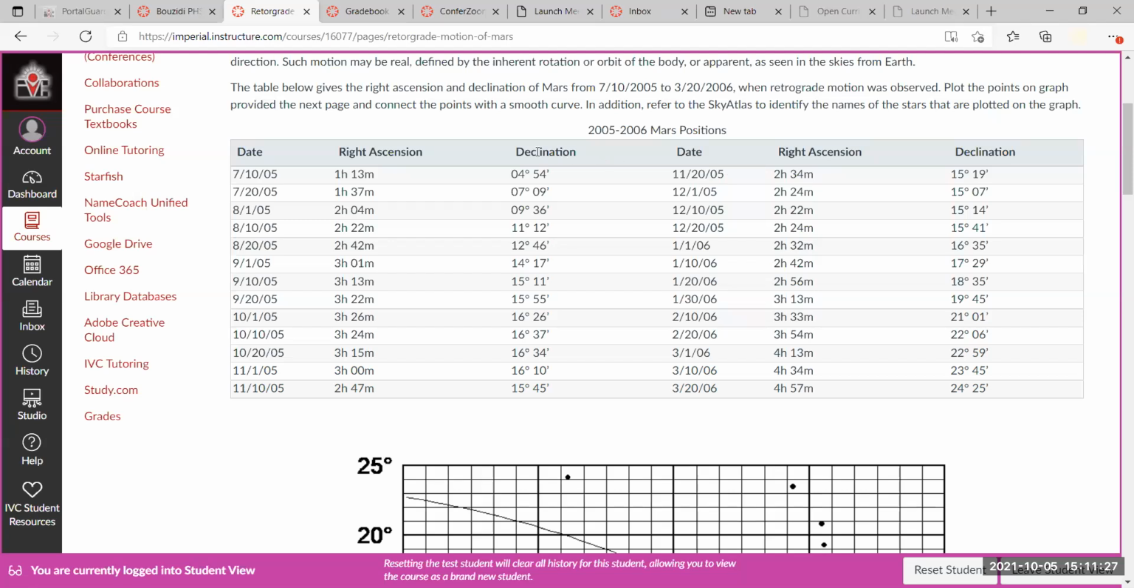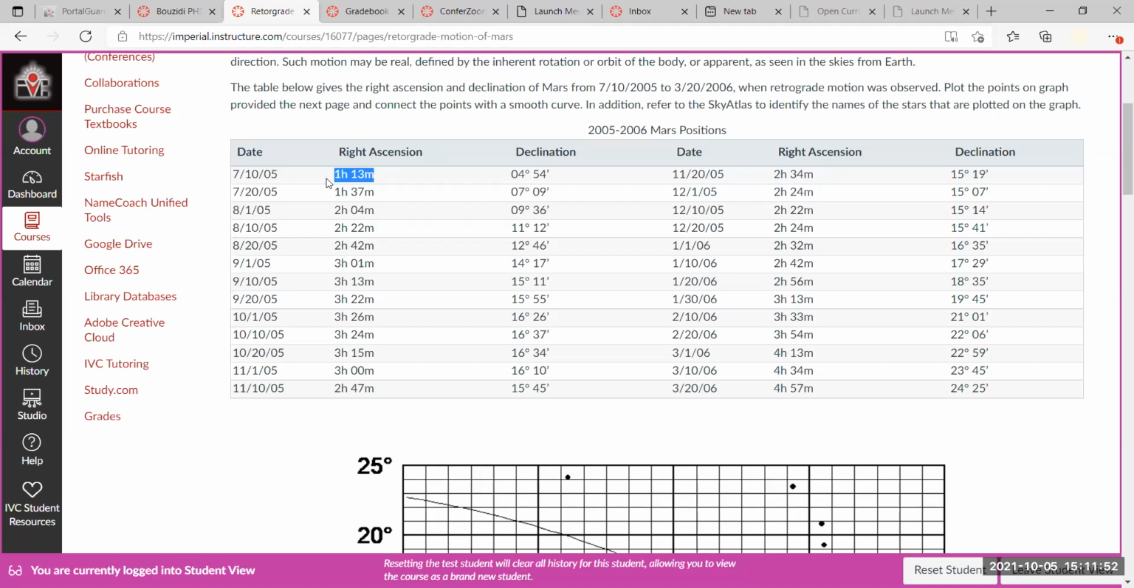So what they reported for you are two values. They reported the right ascension, which is really a position with respect to the clock, if you wish, where the full circle of 360 degrees is 24 hours. Okay, they use hours instead of degrees. That's really for the right ascension.